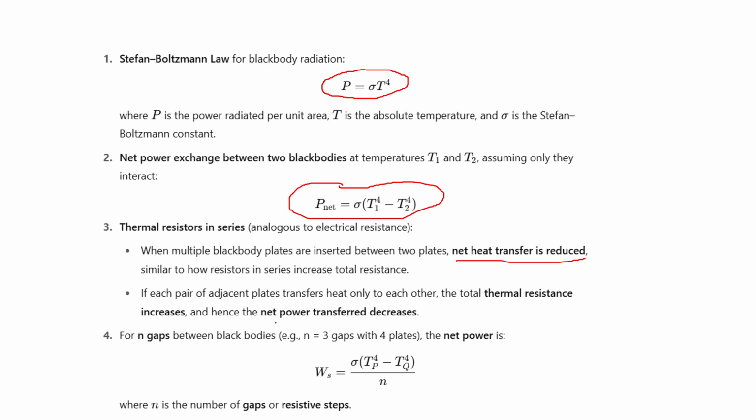and overall the net power when the two plates or n plates are inserted will decrease, and the formula is given as sigma into Tp to the power 4 minus Tq to the power 4, divided by n, where n is the number of gaps created by the plates inserted. I will explain how this happens. This is the formula that is required to solve the question. It is a very simple question.